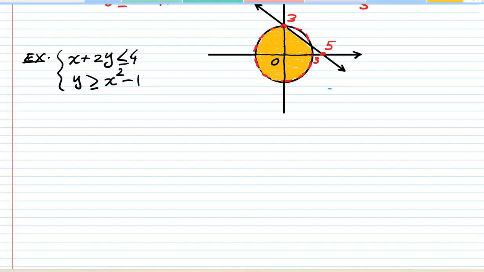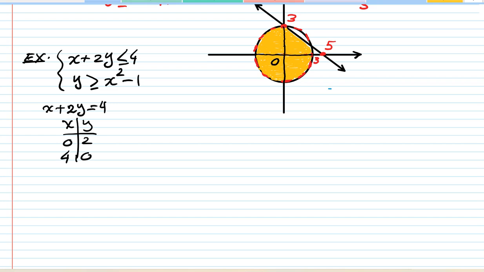So let me graph the line first. x plus 2y equals 4. I'm going to plot points. 0, 0 for x, y intercepts, right? When x is 0, y is 2. So that would be your y-intercept. The x-intercept, when y is 0, x would be 4. And that is my, again, x-intercept.